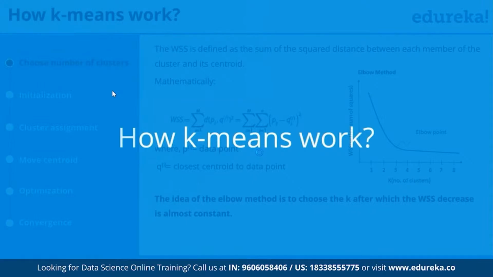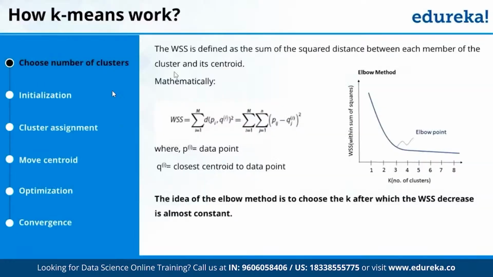Now how to do that? There is a concept of elbow method. You can see this elbow method. Now the WCSS, also known as WSS or WCSS, within cluster sum of squares, or WSSS, within sum of squares, is defined as the sum of square distance between each member of the cluster and its centroid.